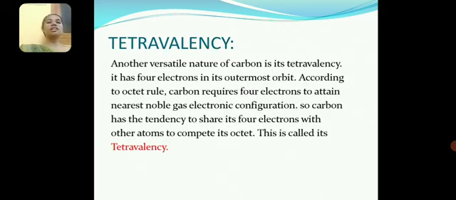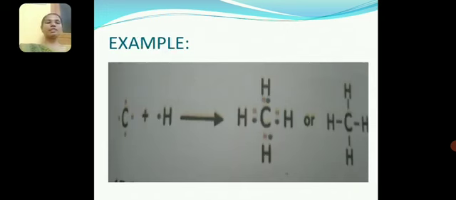Tetravalency. Another special nature of carbon is tetravalency. It has four electrons in its outermost orbit. According to the octet rule, carbon requires four electrons to attain the nearest noble gas electronic configuration. So carbon has the tendency to share its four electrons with other atoms to complete its octet. This is called tetravalency.